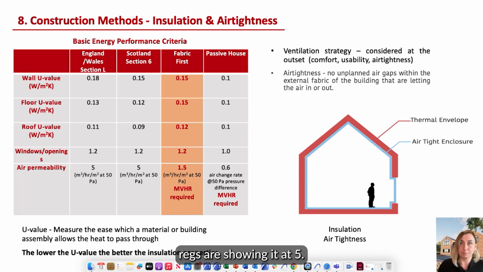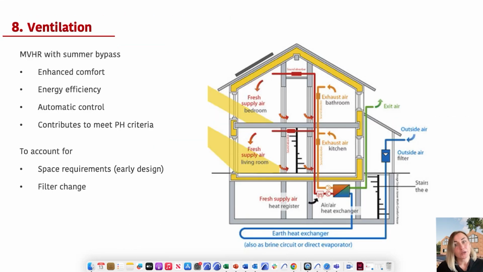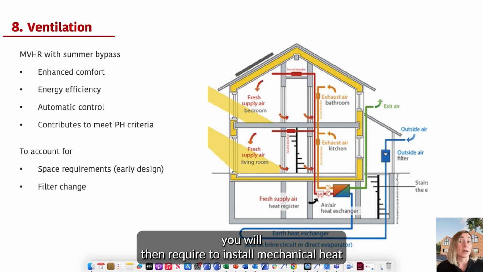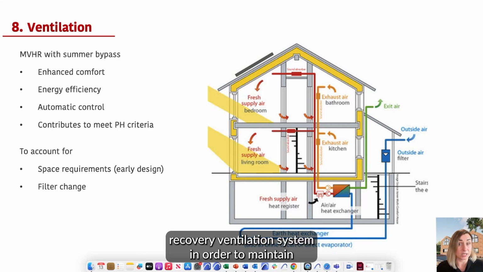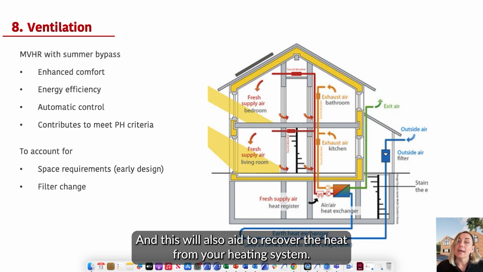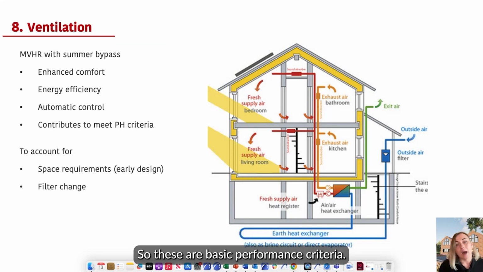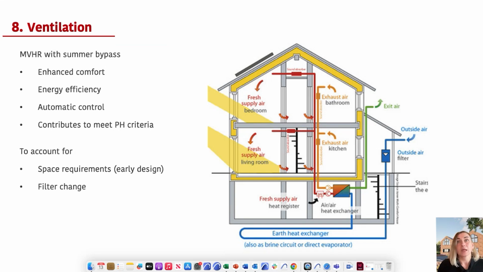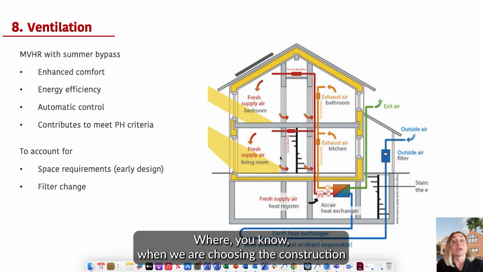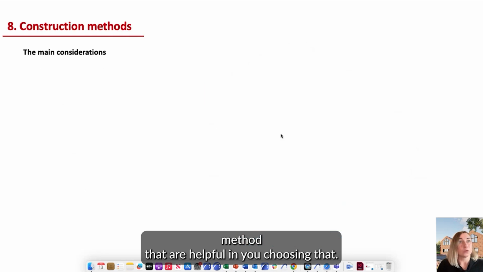So as you will be limiting that air movement, you will then be required to install a mechanical heat recovery ventilation system in order to maintain air quality for your internal comfort. And this will also aid in recovering the heat from your heating system. So these are basic performance criteria that are helpful to you when choosing the construction method.